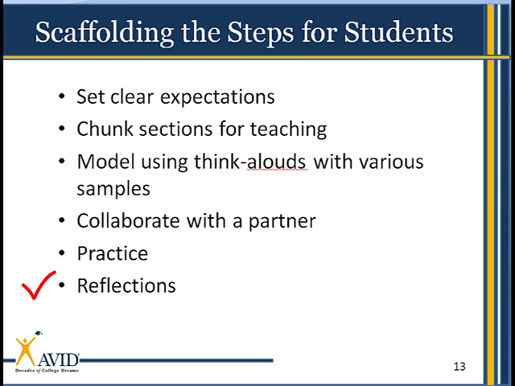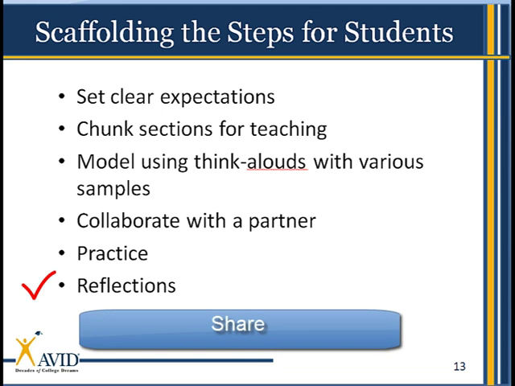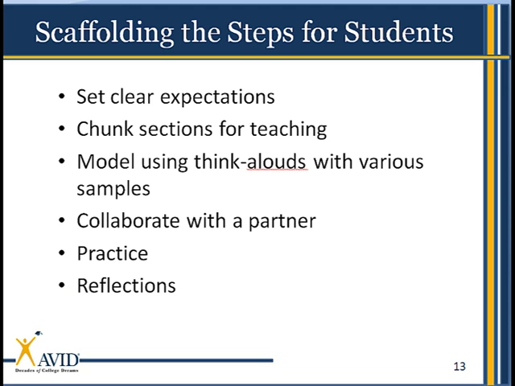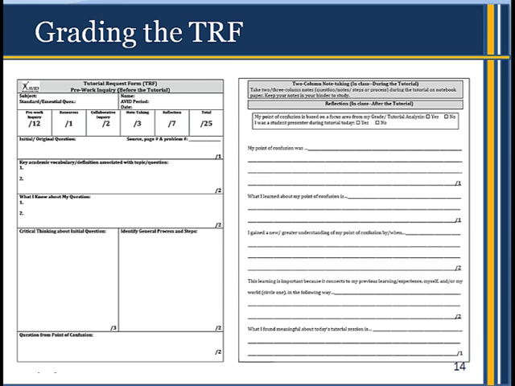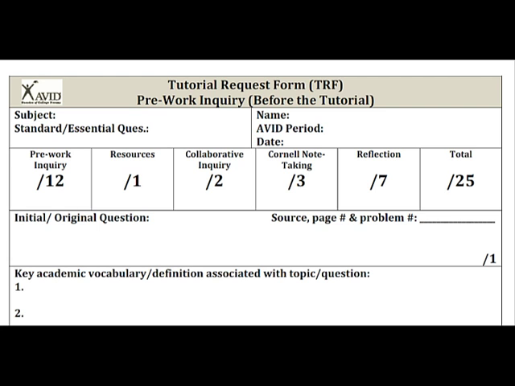Don't require all the reflection questions at first. Share some of the ones that you find that are especially insightful or well done. Use these as models. And don't forget to collect and copy samples to include in your evidence for Essential 8. As always, it's important to give students feedback on their work in the form of a grade so they know what they did well and where they can improve. Suggested point values for each of the sections of the TRF are indicated on the form.